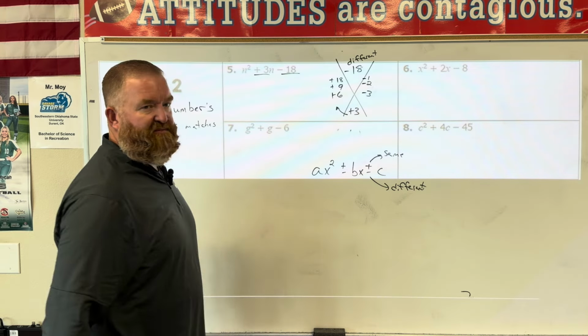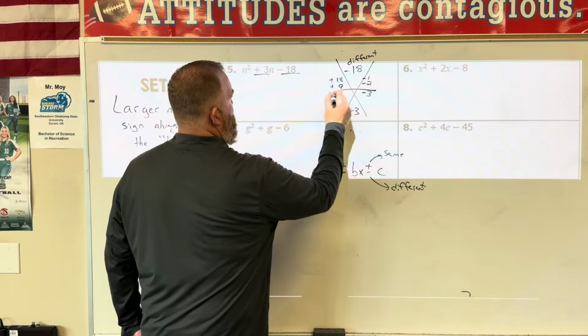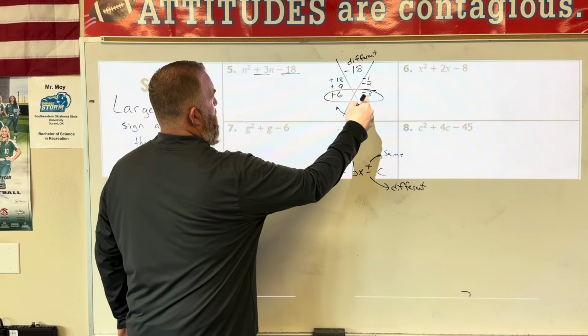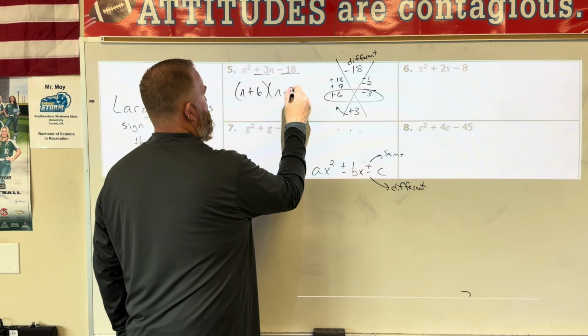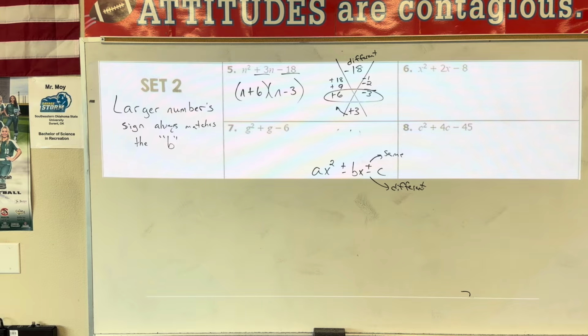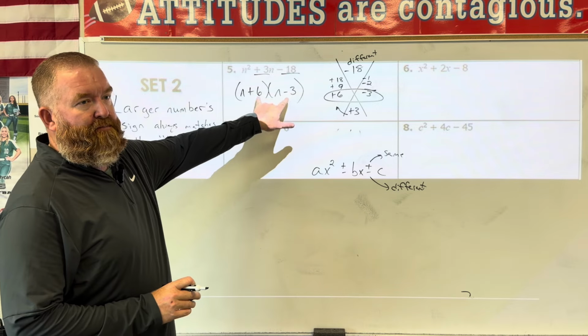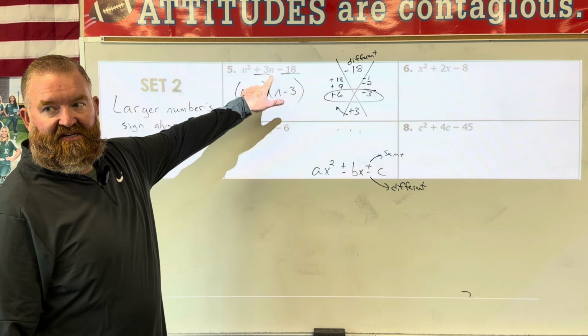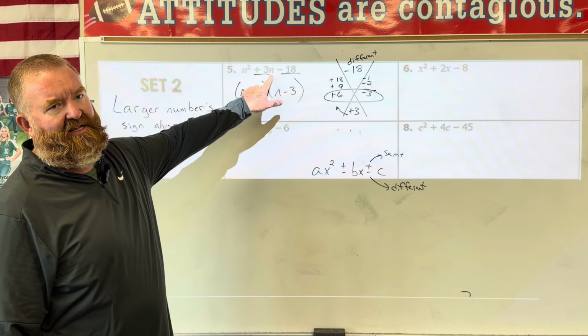Which combination adds up to be positive 3? 6 and what? n plus 6, n minus 3. They're different. They multiply to be negative 18, but when I add them together, they add up to be positive 3. I see some nodding. Is everybody like, okay, I kind of get that?